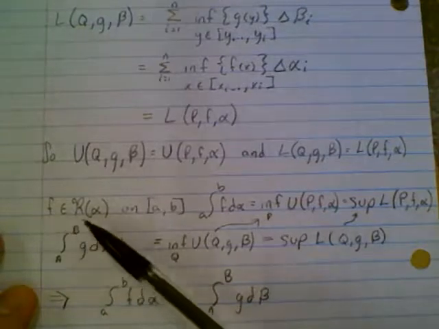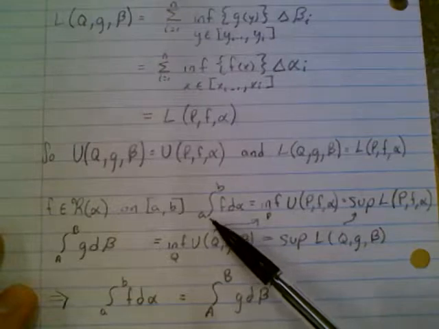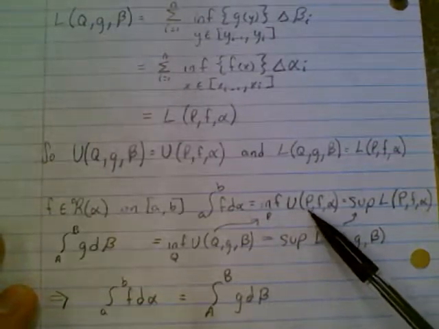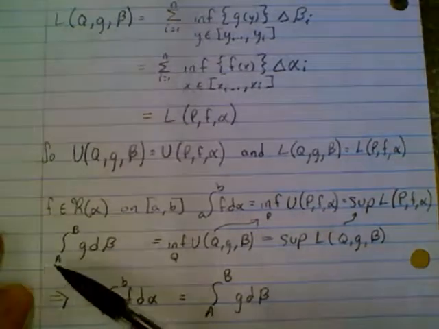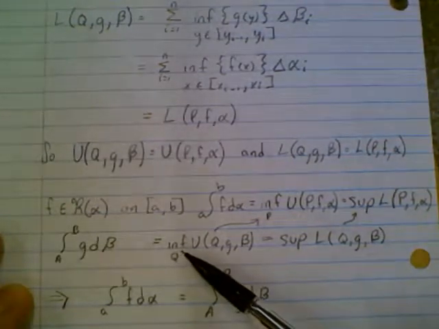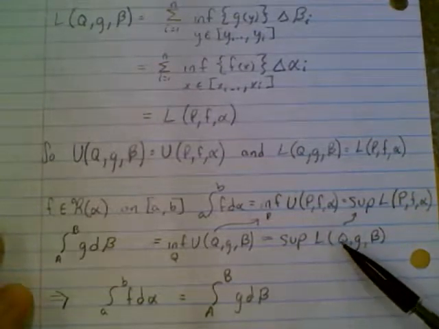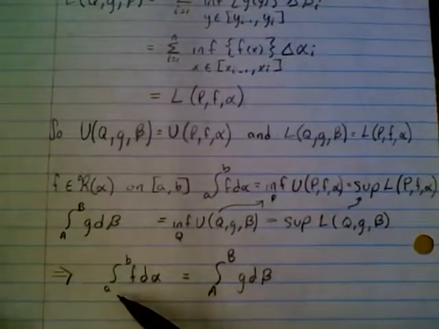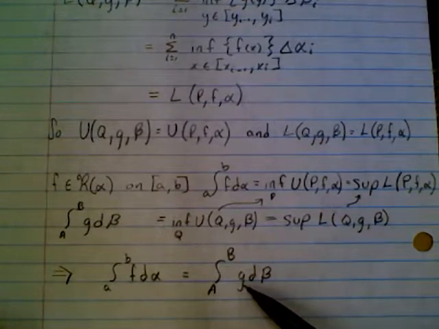And since f is integrable on lowercase a to b, the integral from lowercase a to b of f d alpha is equal to the inf of U of P, which is equal to the sup of L of P. Now the integral from capital A to B of g d beta equals the inf of U of Q, which is equal to the sup of L of Q. So therefore, the integral from a to b of f d alpha is equal to the integral from capital A to B of g d beta.